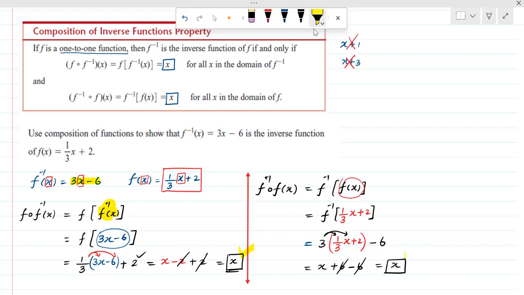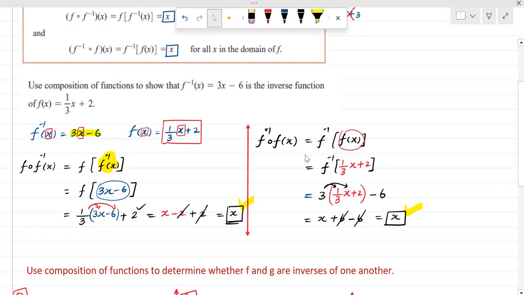Therefore, f and f inverse are inverse of each other. So only if you get x, we will say it is an inverse. Otherwise, it is not an inverse of each other. So we will write it here: f and f inverse are inverse of each other.